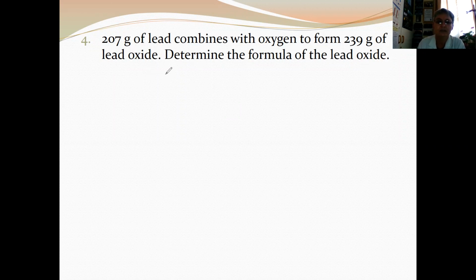Let's go. The lead's mass is given as 207. So this one, they don't give us percentage composition. They give us the actual mass in the sample. And this 207 grams of lead reacted with oxygen. The lead oxide has a mass of 239. So to get the mass of the oxygen, we need to subtract the mass of the lead from the sample. So the mass of the oxygen looks like 32 grams.